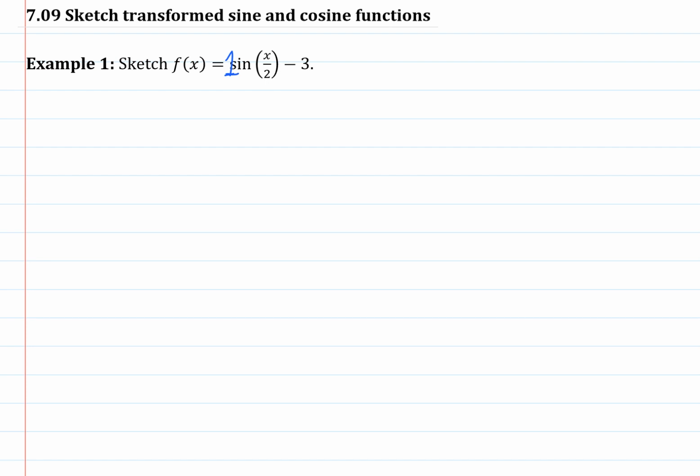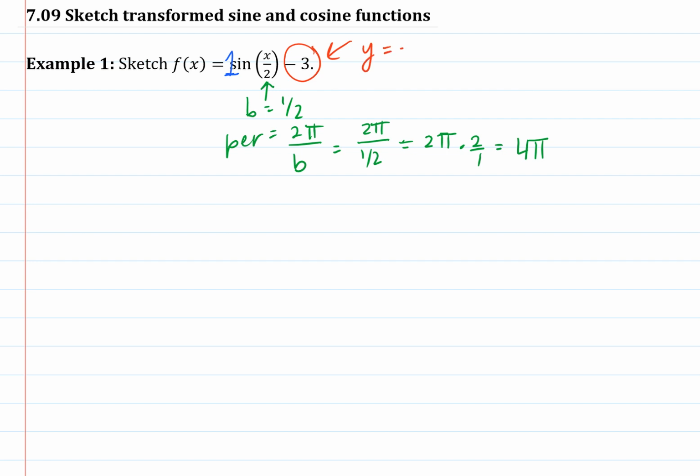That's my amplitude. I also like to notice, okay, if the b value is 1/2, then the period must be 2 pi divided by b. So 2 pi divided by a half. Dividing by a half is the same as multiplying by 2 over 1, its reciprocal. So the period must be 4 pi. And then this minus 3 tells me that y equals -3 is the midline of the function.